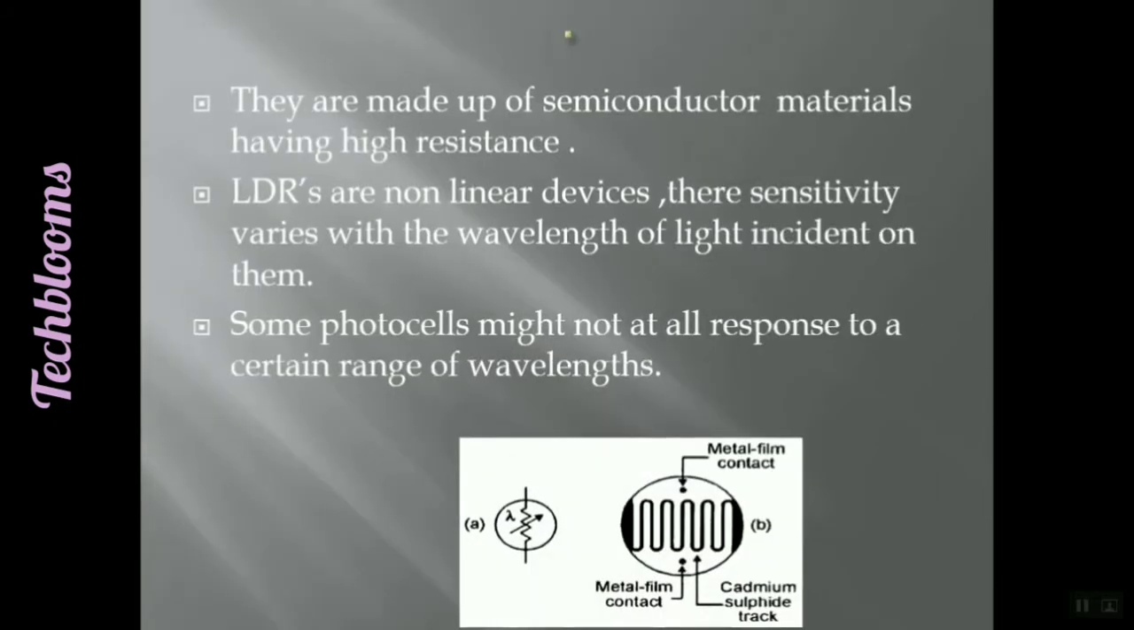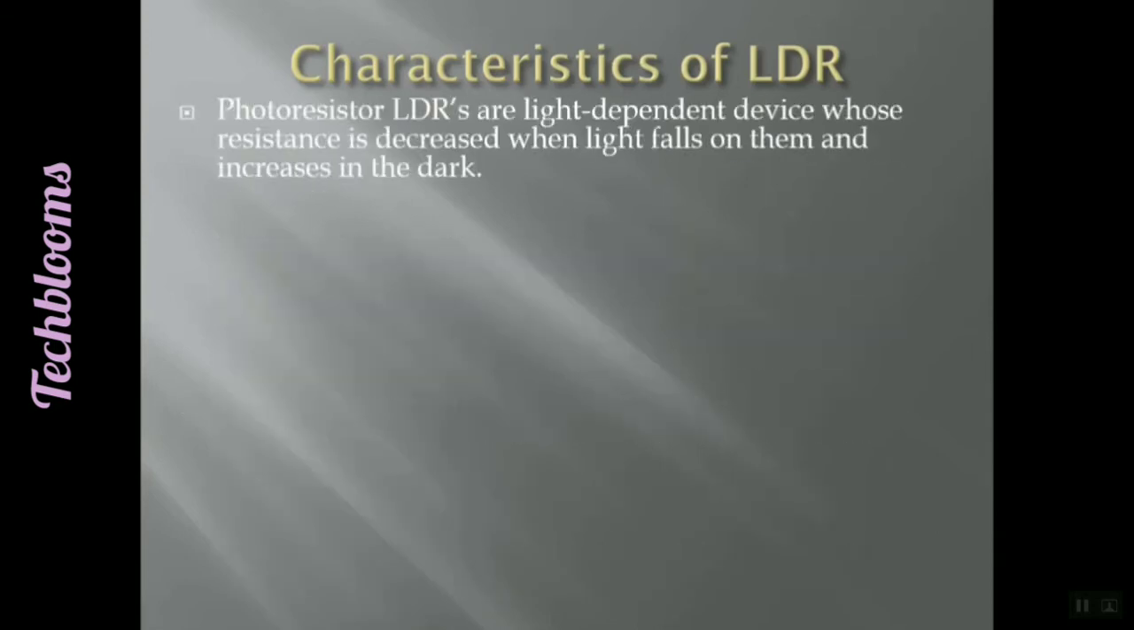Okay. Now here is the construction of an LDR. Here you have a cadmium sulfide track. These are the two metal contacts, which are the electrodes. Okay, and this is the symbol of LDR. Now I will go to the characteristics of an LDR.